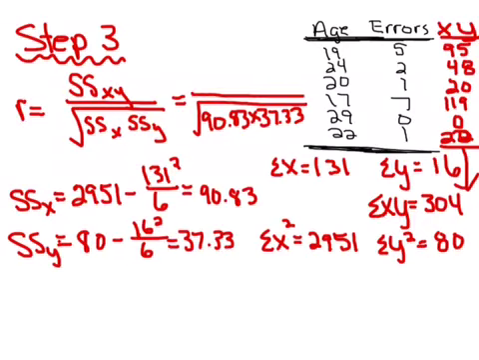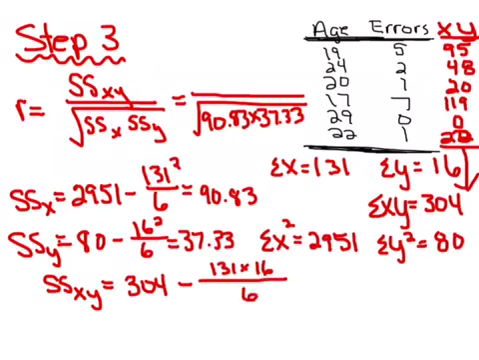And then we need to find our sum of the product. So sums of squares xy equals that sum of xy, so the 304, minus the sum of x, so 131, times 16, the sum of y, all divided by 6, the sample size. So when you get that, and this is the one time with a sums of squares, because it's the sum of the products, you can get a negative. You should get negative 45.33. So now we have the numerator.